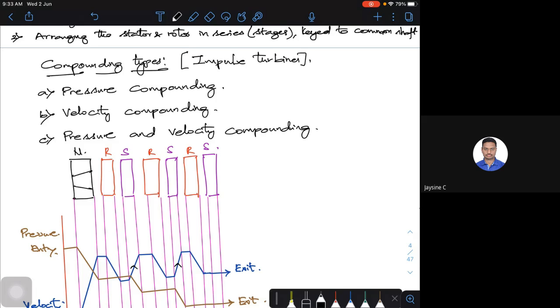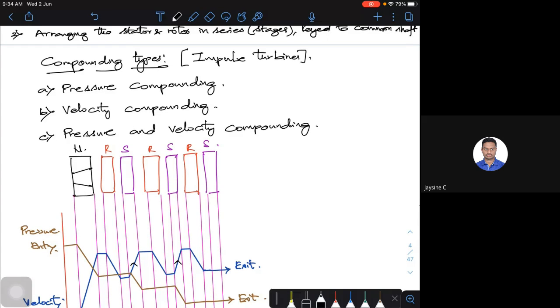Now, when I do this compounding, what types of energies are we dealing with? We are dealing with the kinetic energy and with the pressure head. So we are trying to absorb this pressure and velocity in these stages. We can absorb pressure, or velocity, or both pressure and velocity combined, and depending upon that I have three types. Most of the time this compounding is done in impulse machines, very rarely in reaction machines.